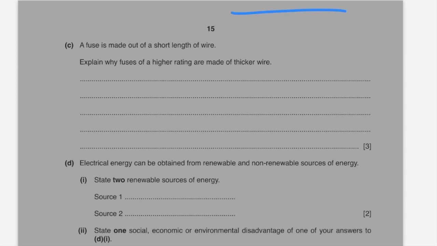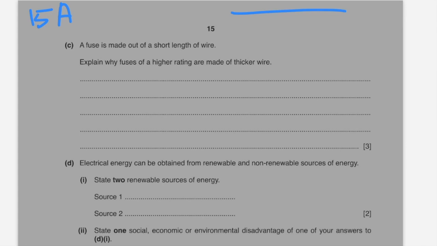If we have a high rating of current, let's say 15 amperes, that would mean we need the wire to melt if current is above 15 amperes, right? So we need the wire to melt at higher temperatures, because 15 amperes would mean a high current, that would in turn mean high resistance, which causes high temperature. But if this wire melted at much lower temperatures, this would not be able to work for high readings.